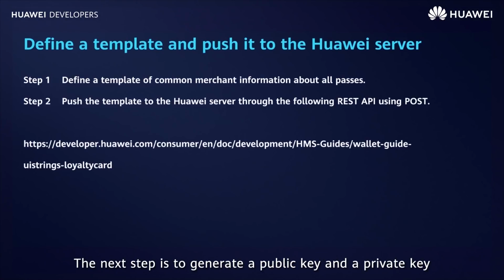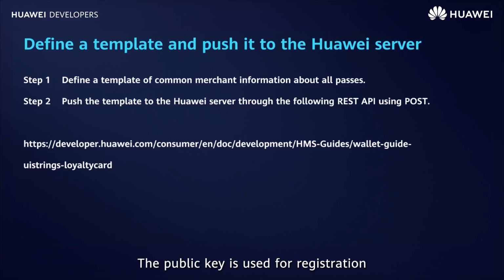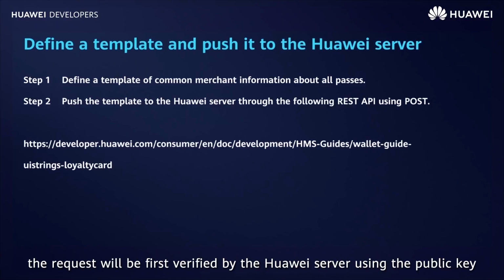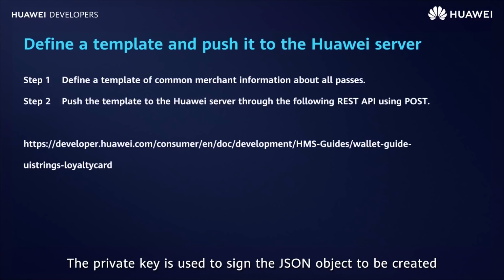The next step is to generate a public key and a private key. The public key is used for registration. When a user adds a pass to Huawei Wallet, the request will be first verified by the Huawei server using the public key. The private key is used to sign the JSON object to be created.